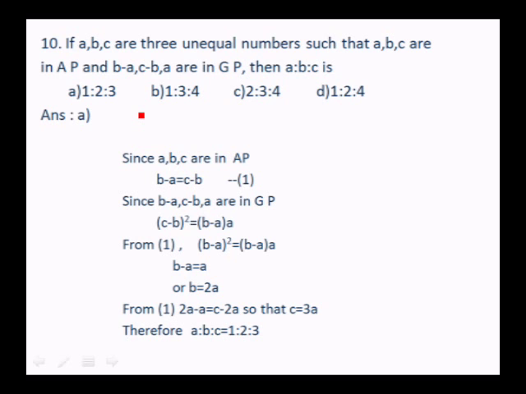So B minus A, if you cancel one B minus A, you get B minus A is equal to A, or B is equal to 2A. So from 1, 2A minus A is equal to C minus 2A, because if you substitute B equals 2A in equation 1, then B minus A is equal to C minus B. So 2A minus A is equal to C minus 2A, so that C is equal to 3A. So A is to B is to C is 1 is to 2 is to 3. The option is A.